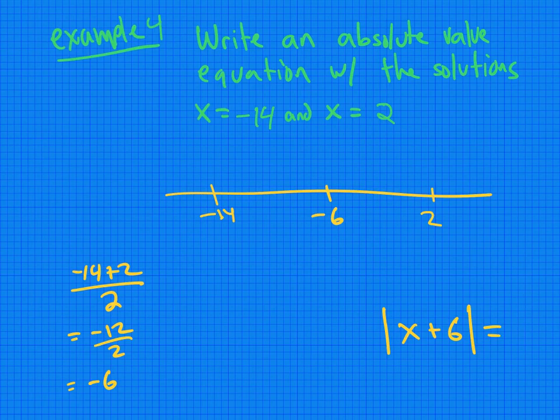How far is the distance between negative 6 and negative 14, or negative 6 and 2? Let's see, we could think about that. To get back to 0, this would be 6, plus 2 more is 8. So the distance is 8 units. So my equation is absolute value of x plus 6 equals 8.